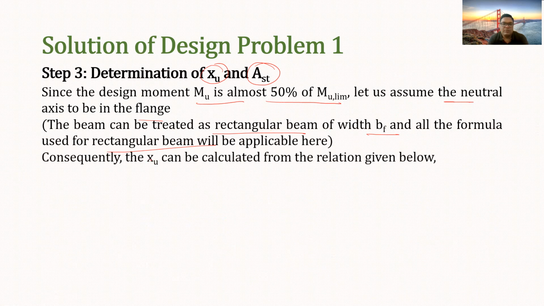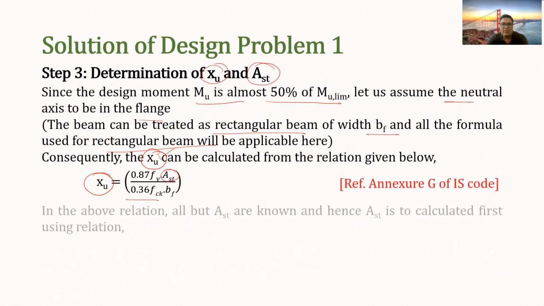Therefore, if you refer to page number 96, clause G, there we can find the formula for determining xu. I have explained the formula in the earlier lectures also. This is the formula that we are going to use to find the value of xu. In this formula, you can see all the values except Ast are known. So to calculate the value of xu, first we have to determine Ast.